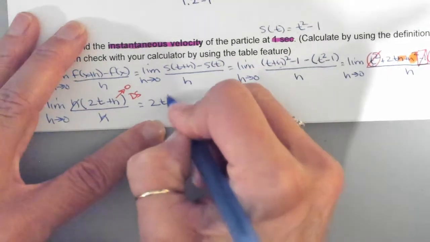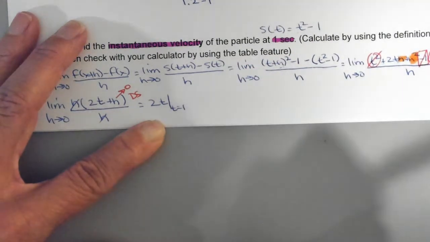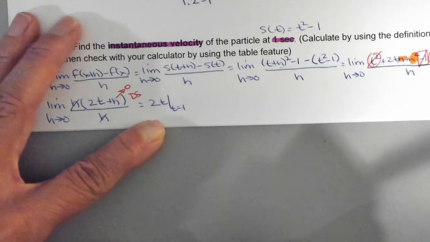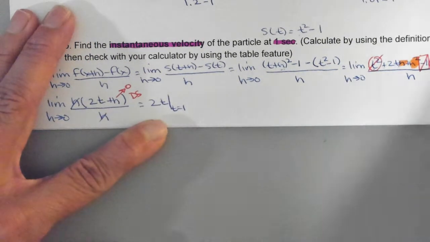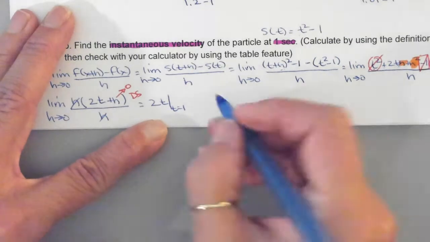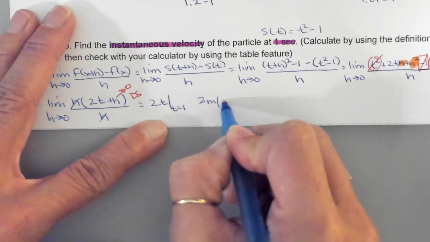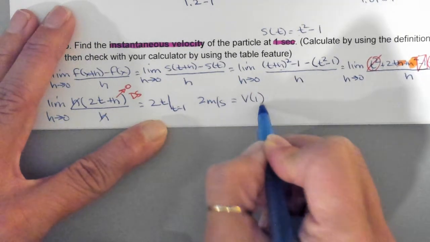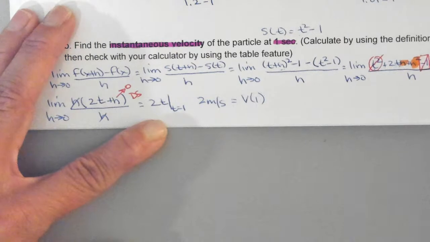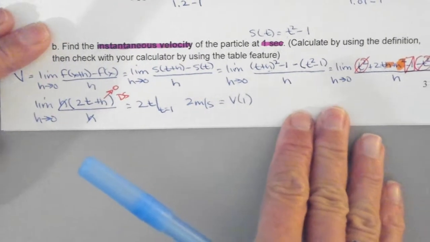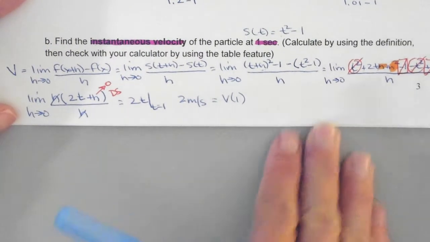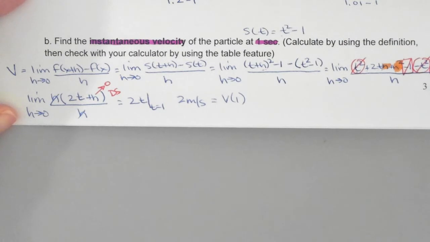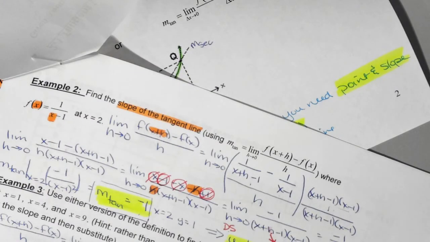So now we need to evaluate this when t is equal to 1. So instantaneous velocity is 2, let's say, meters per second, to be consistent. So 2 meters per second, okay? And that's v at 1, the velocity. Okay, does this make sense? It's a lot of work, I know, for a teeny tiny little 2t, but, okay? Questions?